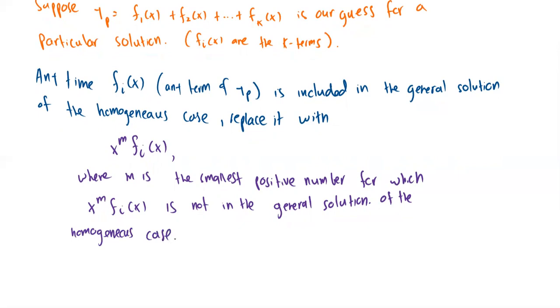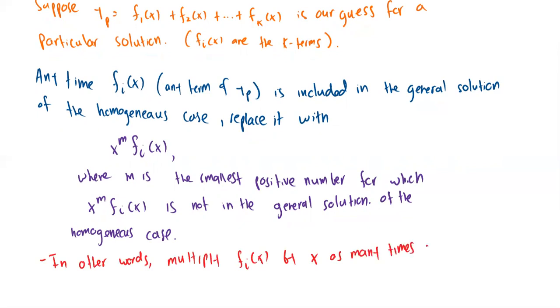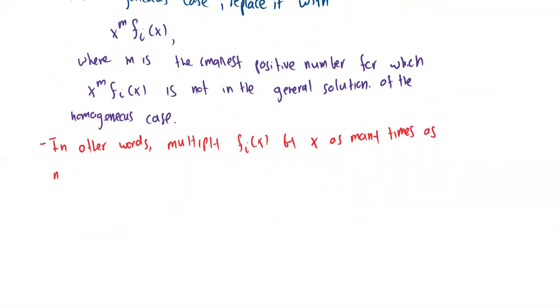And I'm going to write it in more layman terms. So in other words, multiply f sub i of x by x as many times as needed, until it is no longer in the general solution of the homogeneous case.